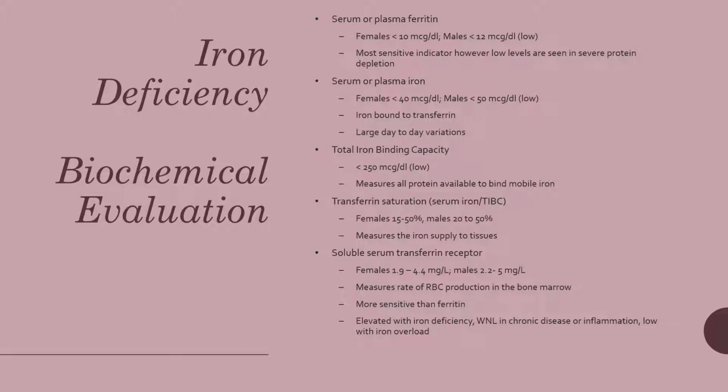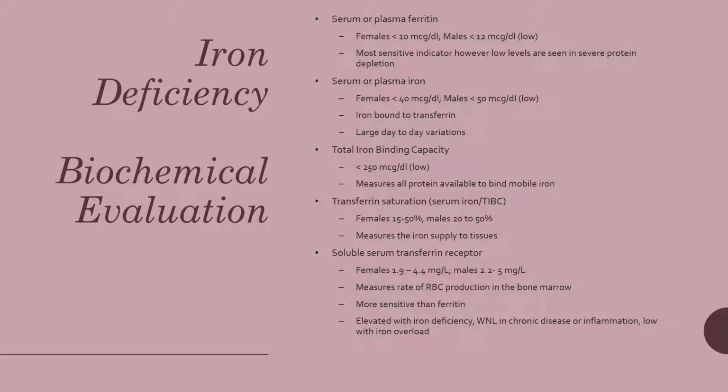Serum or plasma iron, we can definitely take a look at this for females. It should be less than 40 micrograms per deciliter. For males, less than 50. This is iron that is bound to transferrin. The lab value is not quite as useful. We do see very large variations even over the course of a day. Total iron binding capacity, less than 250 micrograms per deciliter.